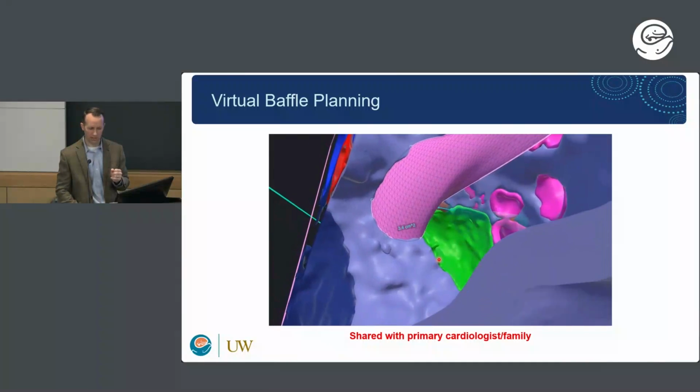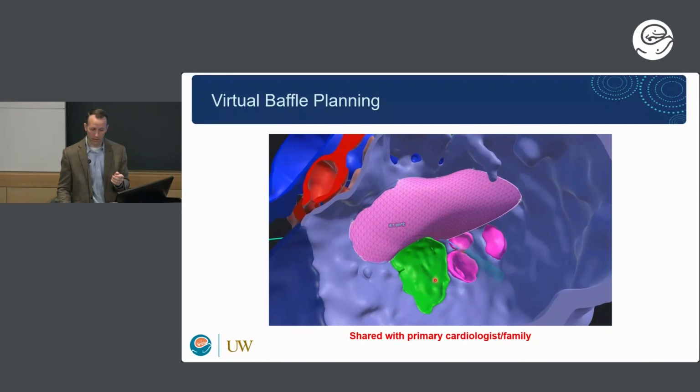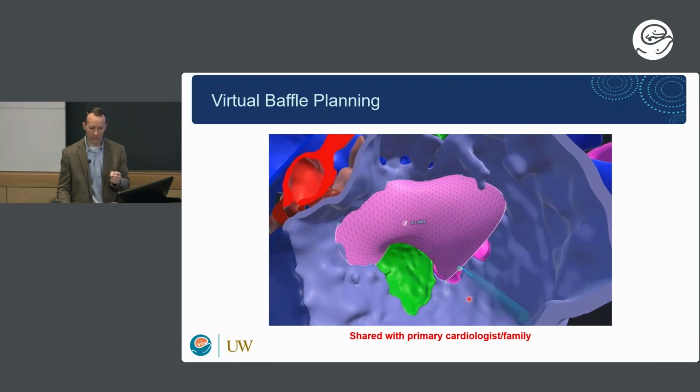And then we're drawing in the baffle, avoiding this coronary sinus where there's right SVC flow coming into the systemic venous atrium.